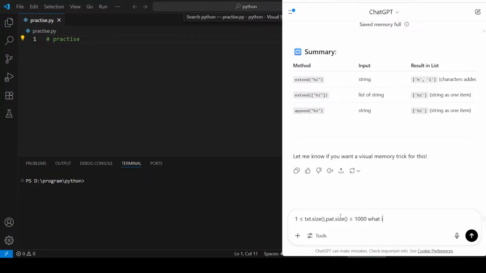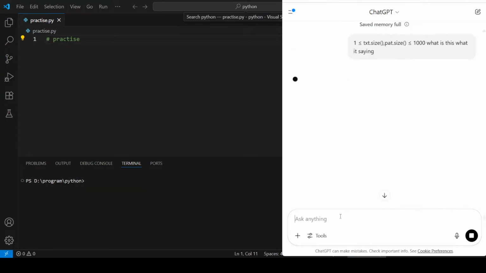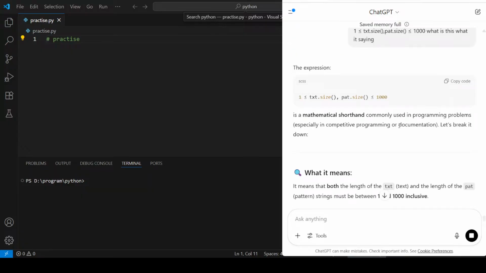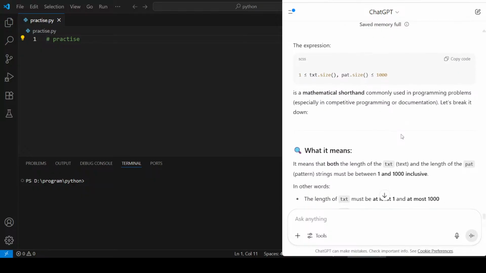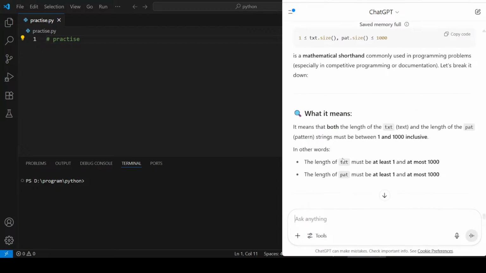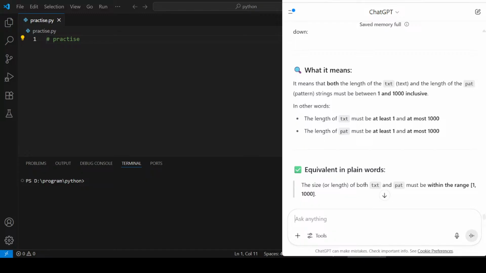Kindly explain what this is saying. I have asked GPT. Wait a minute. It is a mathematical shorthand commonly used in programming problems, especially in competitive programming or documentation. It means that both the length of the text and the length of the pattern must be between 1 and 1000. The length of the text must be at least 1 and at most 1000. Okay, I understood.